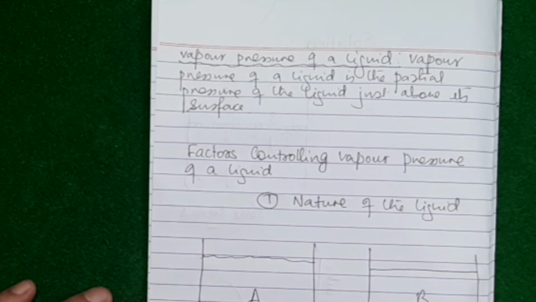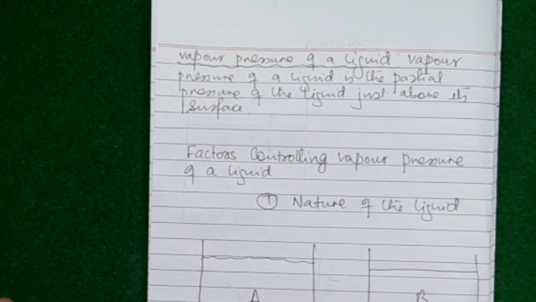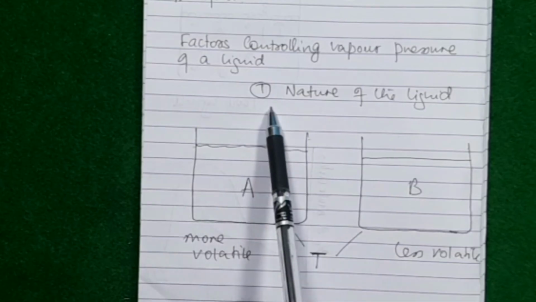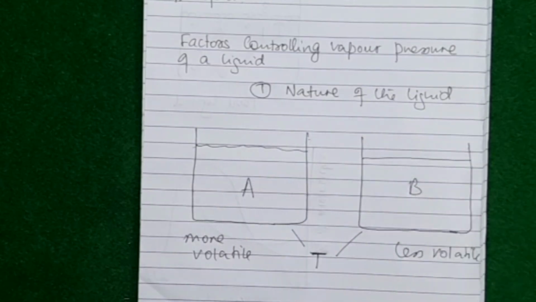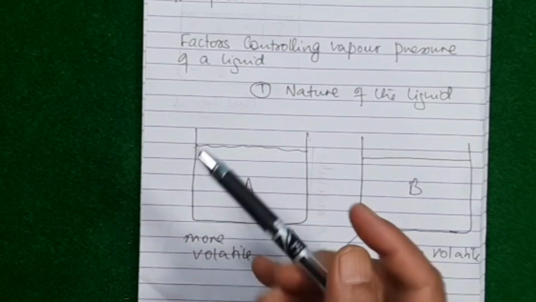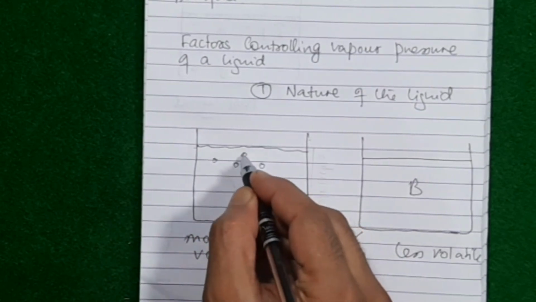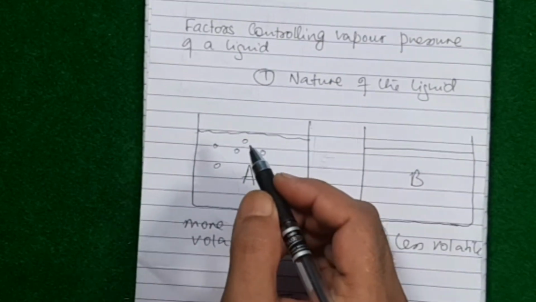Now, vapor pressure of every liquid under all conditions is not same. Vapor pressure keeps on changing. So there are many factors which control the vapor pressure of a liquid. The first factor is the nature of the liquid. Here when we talk about nature of the liquid, actually we are talking about the intermolecular force of attraction that is present in the liquid, because some liquids are such that their molecules, that means liquid molecules, they don't tend to attract each other much.